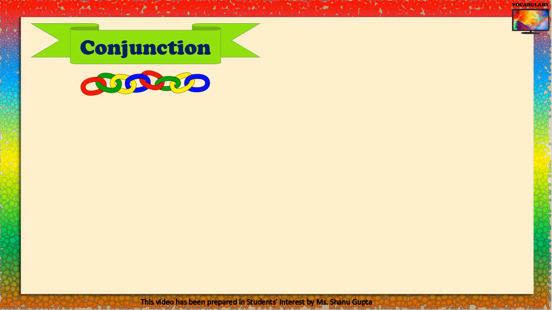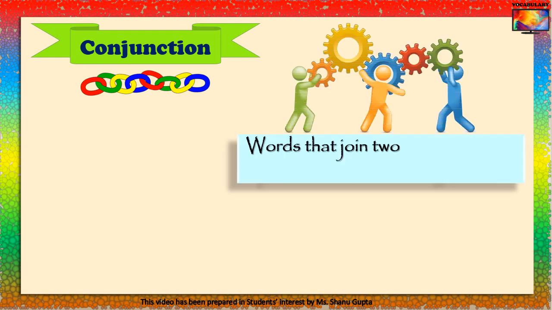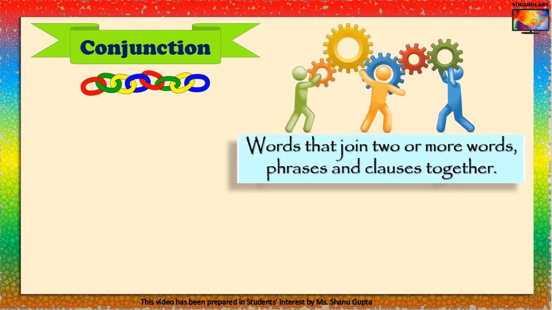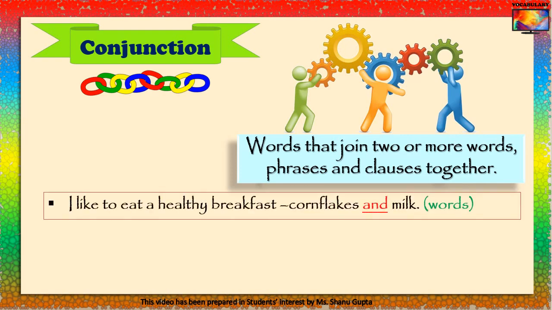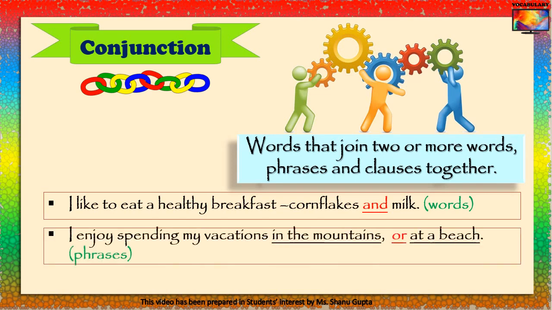Closer to the end, our seventh part of speech is conjunction. Junct means to join and the prefix con means together. So a conjunction literally is a word that joins together. A conjunction joins together two or more words, phrases and clauses. Let's have some examples. I like to eat a healthy breakfast, cornflakes and milk. You can see that the word and, which is a conjunction, is joining the words cornflakes and milk. I enjoy spending my vacations in the mountains or at a beach.